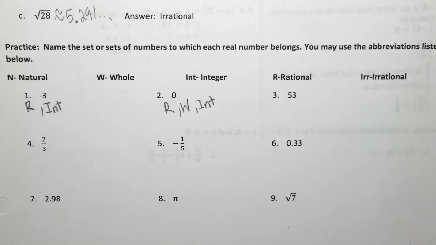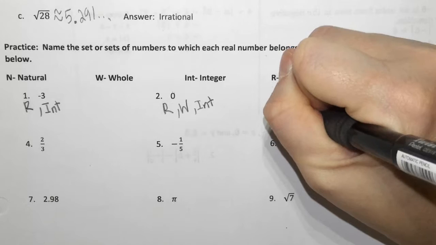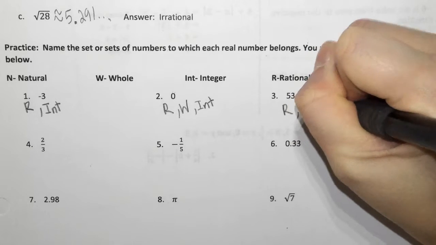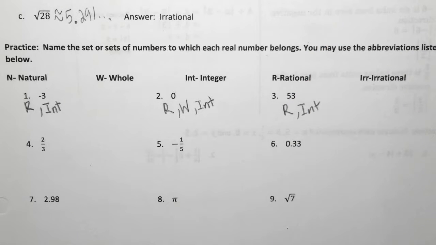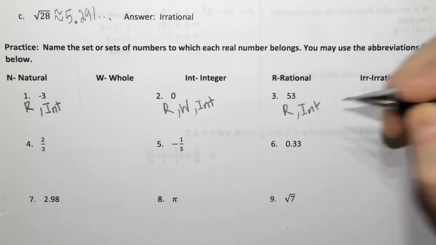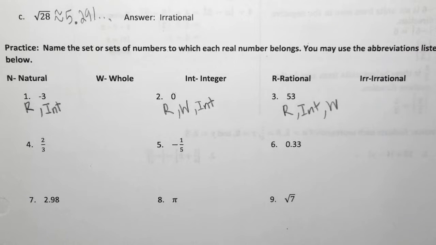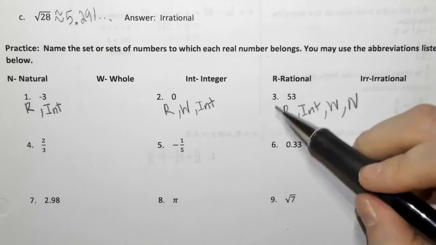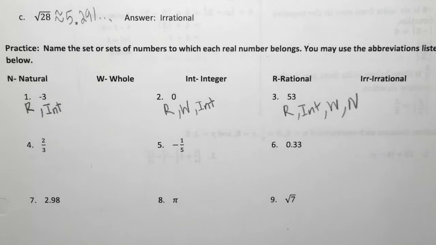Ashlyn? Rational. Good. Drew? Good. Another one, Caleb? Whole? Good. And one more, Gracie? We already got that one. Natural, yes. Okay, so sometimes we could even have 4 answers. Okay, number 4 is where it starts to get a little tricky. Cat, what'd you get?